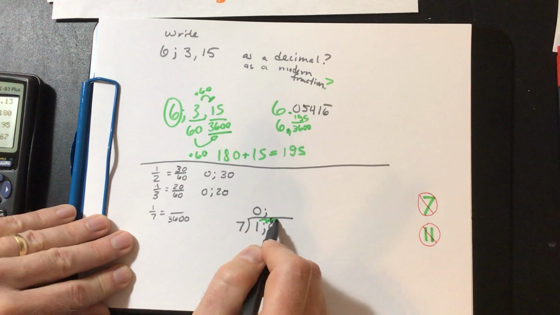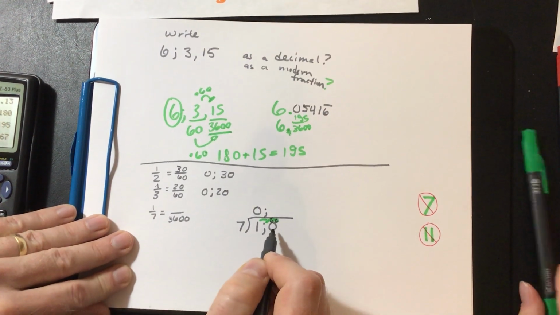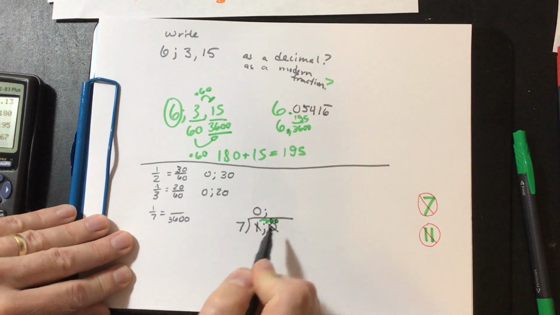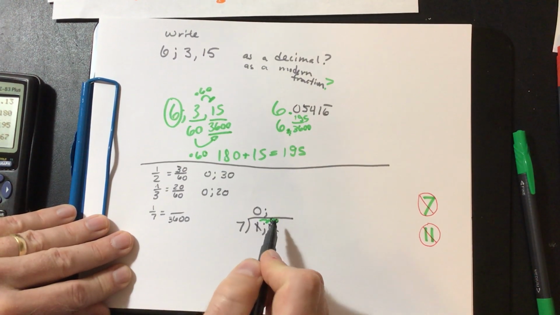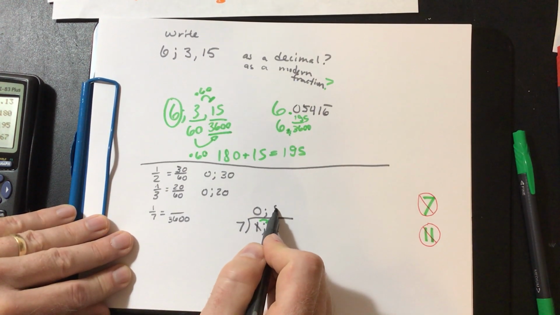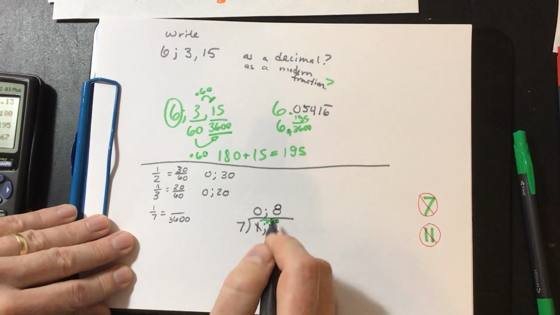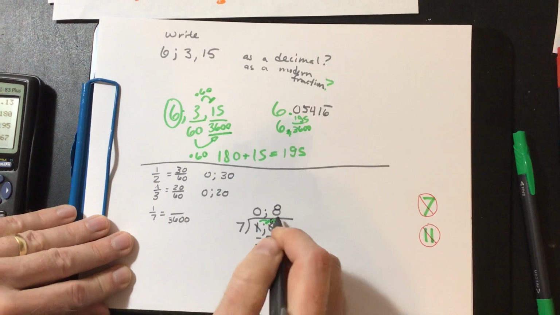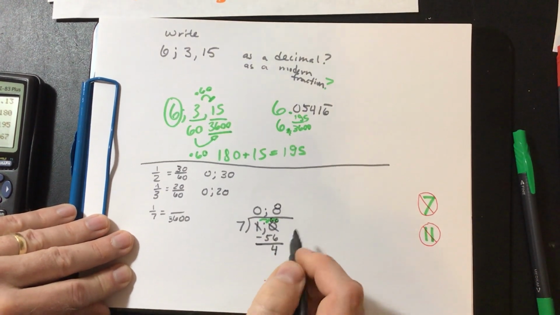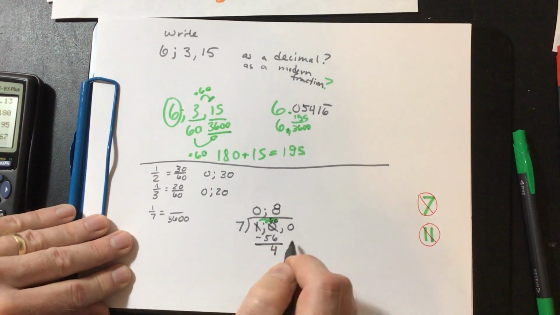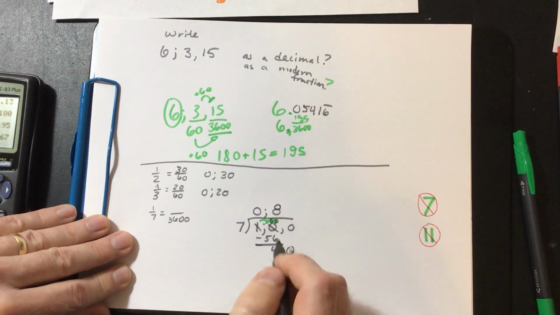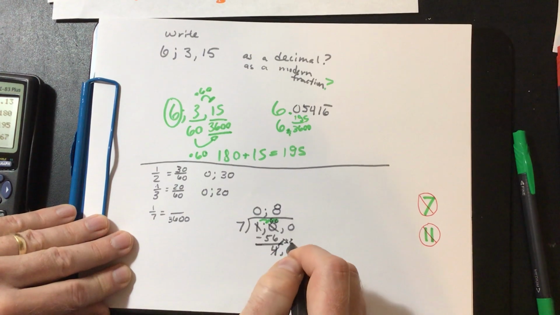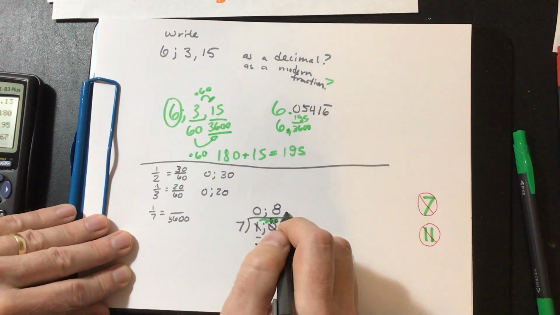So this is 60 60ths right there. I'm regrouping the 1 into 60. So then I think, how many 7s go into 60? 8. And 8 times 7 is 56. And so 60 minus 56 is 4. So we add another 0, and we regroup the 4 over here. 4 times 60 is 240.